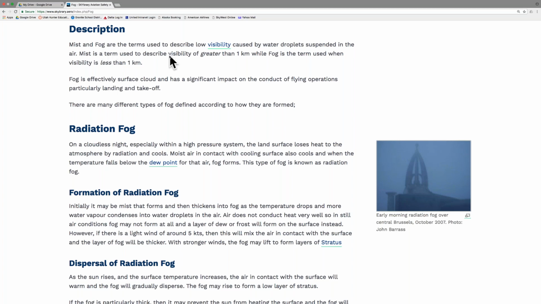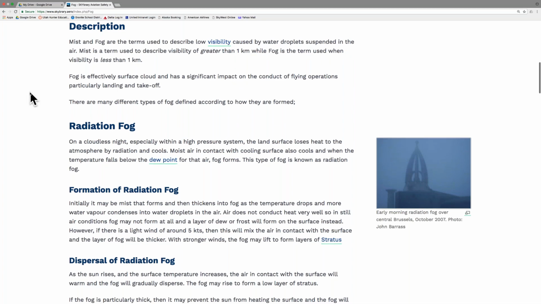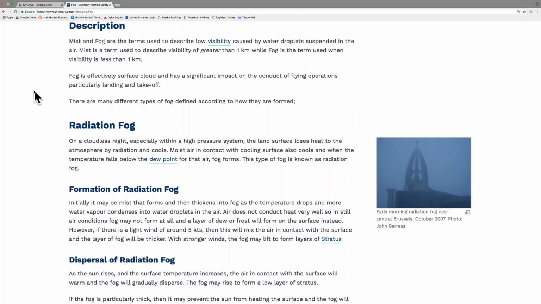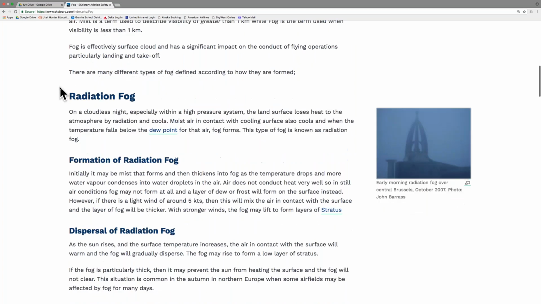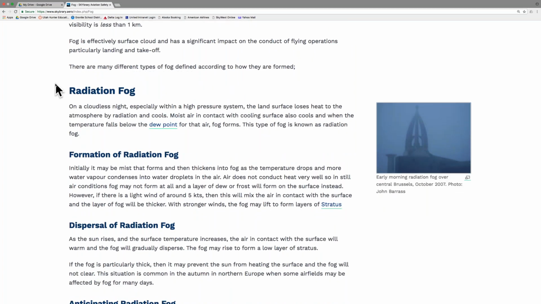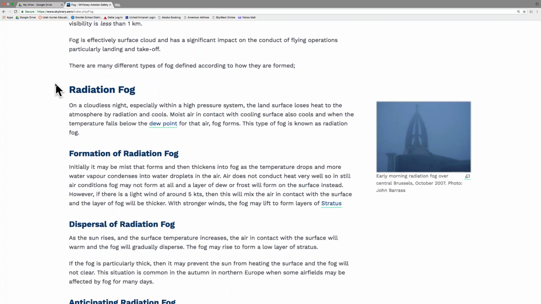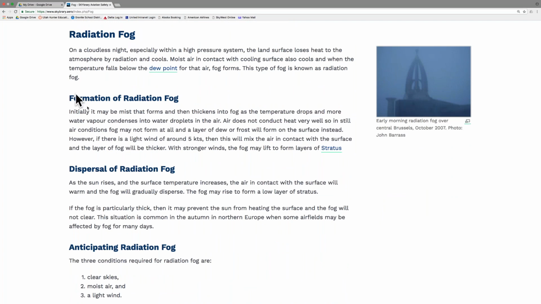So, mist and fog are the terms used to describe low visibility caused by water droplets suspended in the air. Mist is a term used to describe visibility of greater than 1 kilometer, while fog is a term used when visibility is less than 1 kilometer. Fog is effectively surface cloud that has significant impact on conduct of flying operation, particularly landing and takeoff. So that just reiterates what we have just talked about.